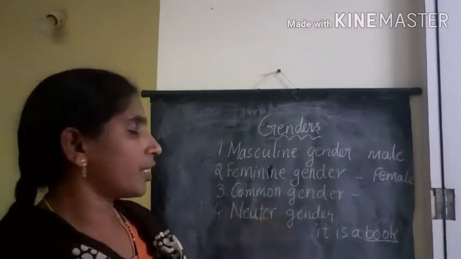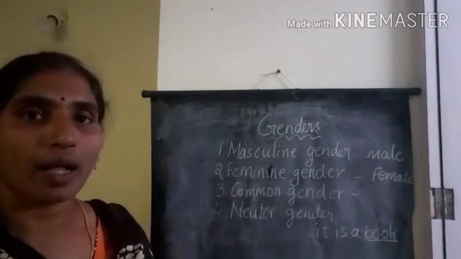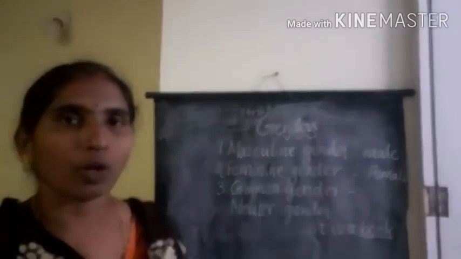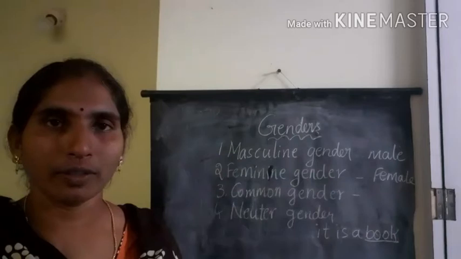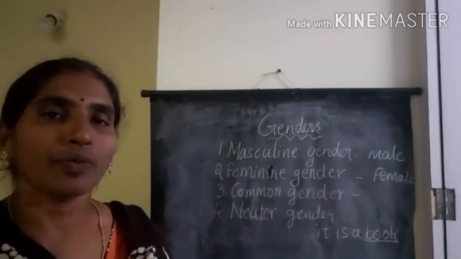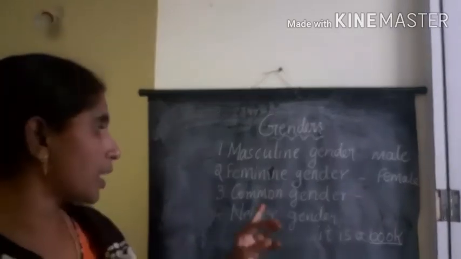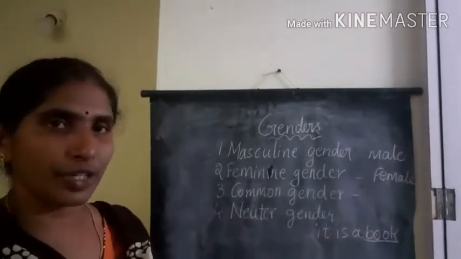For common gender we use baby, doctor, teacher, lawyer. Yes children, we use these words to indicate common gender.